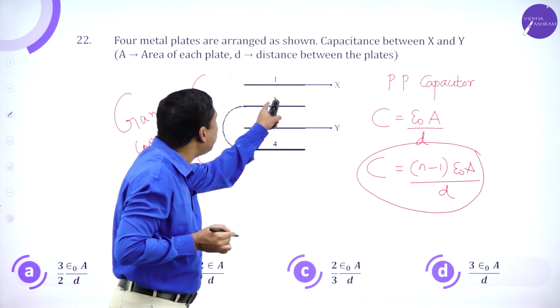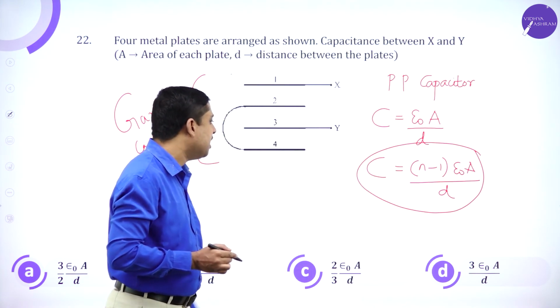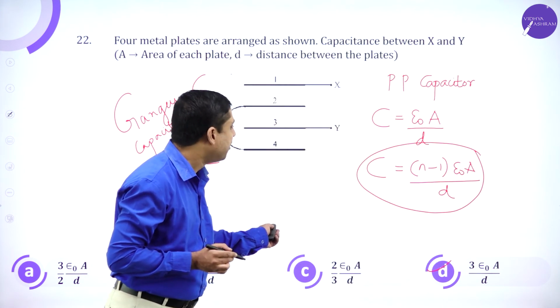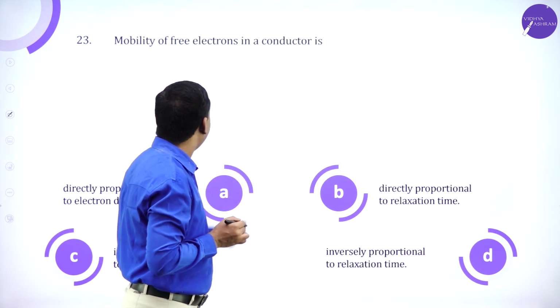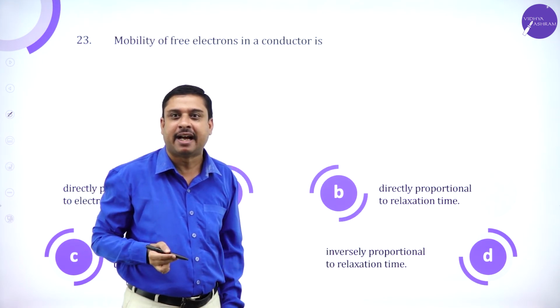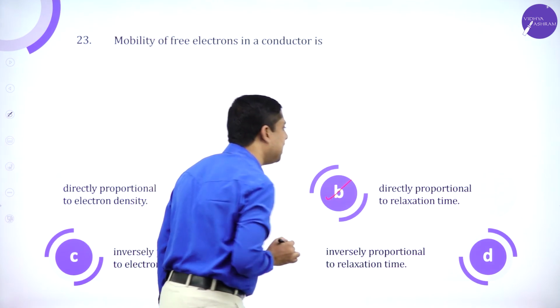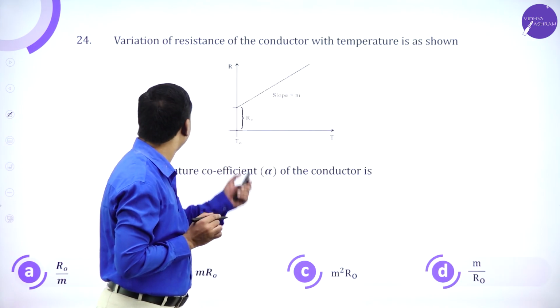There are 4 metal plates. n is 4, n minus 1 is 3. So the answer is 3 epsilon naught A divided by d. Mobility of free electrons in a conductor: yes, it is directly proportional to relaxation time.